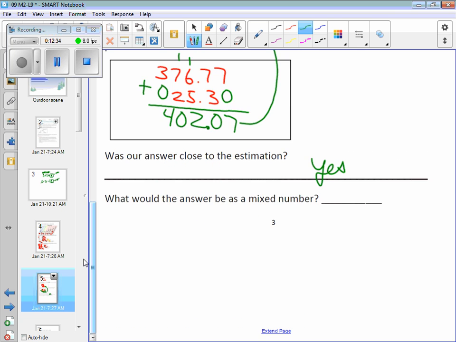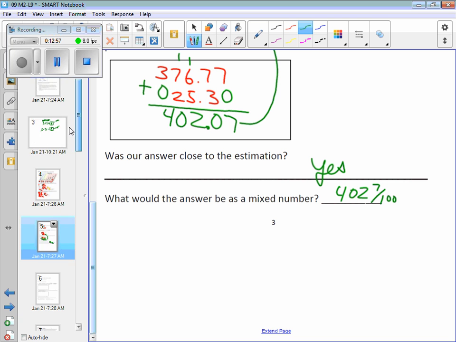And then they want you to turn it back into a mixed number. So what is 402.07 as a mixed number? Jewel. And what over what? 7 over? Got it. Okay, let's just get started with example 2.